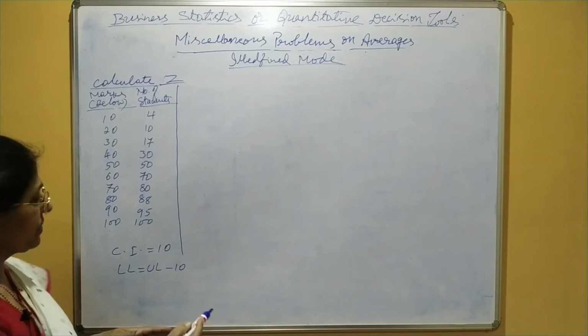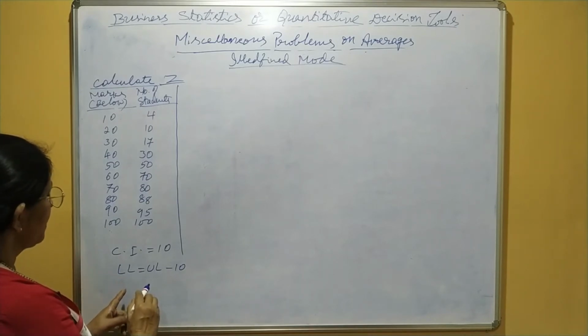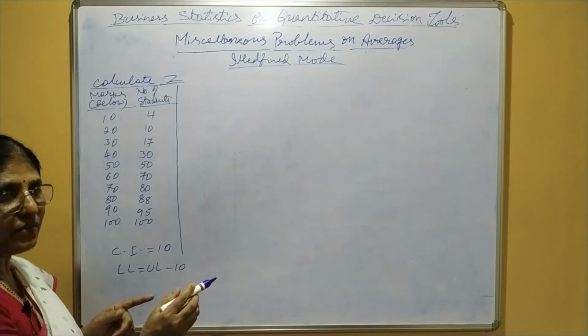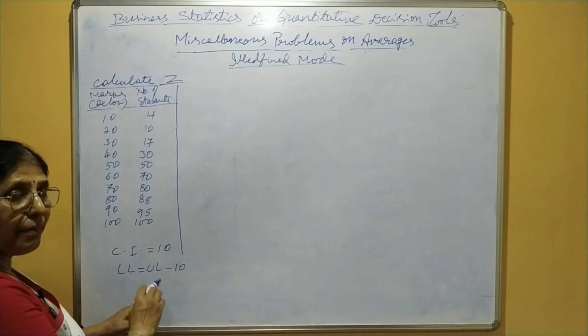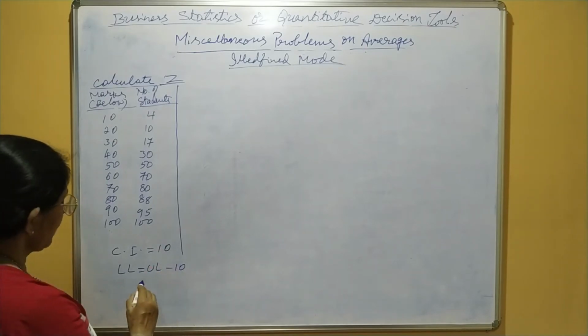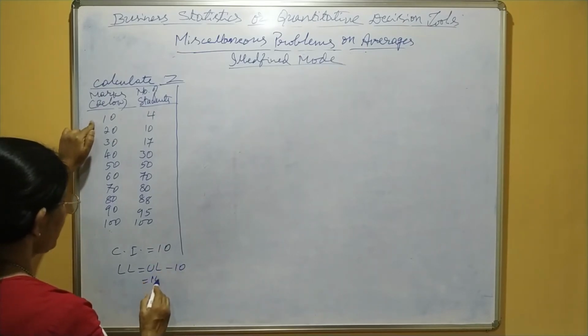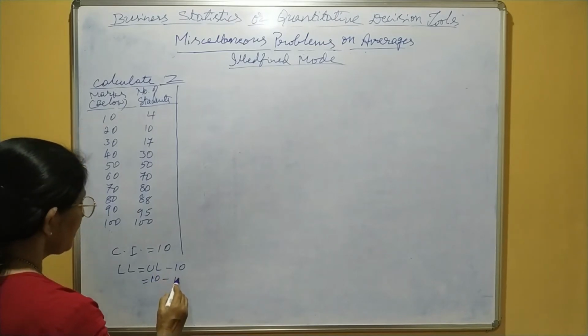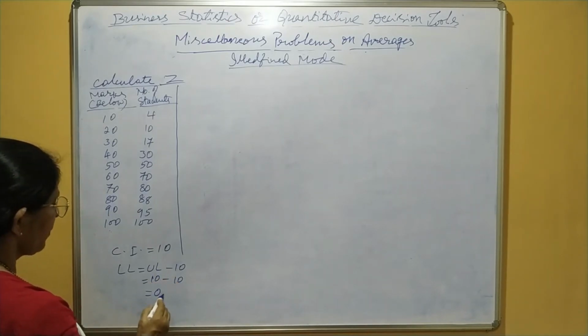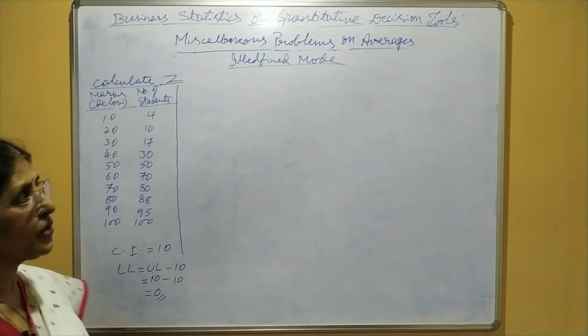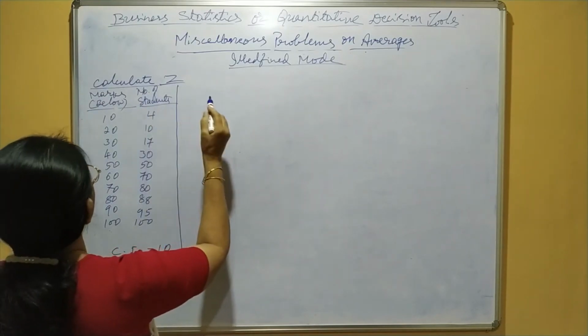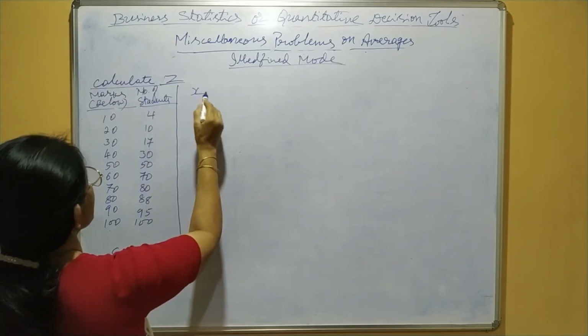Upper limit equals lower limit plus class interval. Lower limit equals upper limit minus class interval. Here upper limit is how much? 10. Minus class interval is also 10. Therefore, lower limit is how much? 0. Now let us take marks as x.